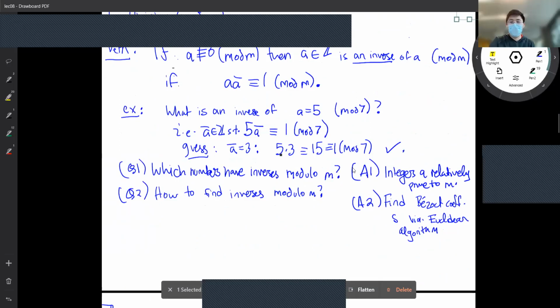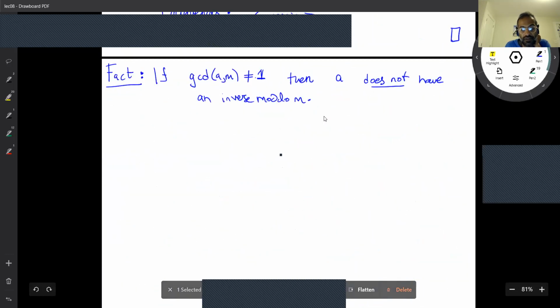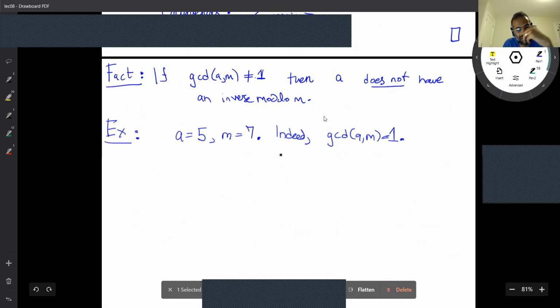Could you give us an example of how to find the inverse? Sure. Let me just do the example that I started with, right? Find the inverse of 5 modulo 7. Let's do that using this method. So example, A is equal to 5, m is equal to 7. So indeed, these are relatively prime because they're actually both prime. So according to the theorem, there is a unique inverse, and you can find it with the Euclidean algorithm. So let's find it.